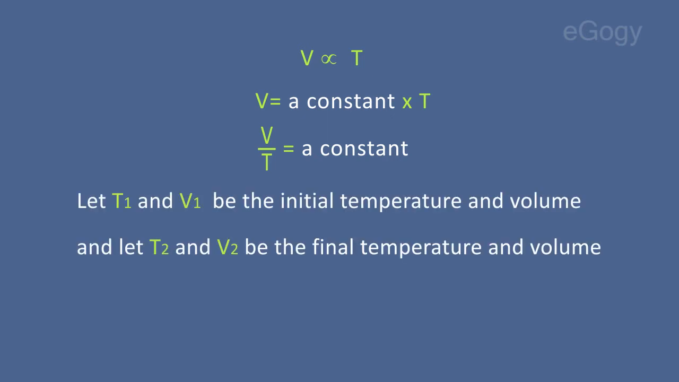Let T1 and V1 be the initial temperature and volume, and let T2 and V2 be the final temperature and volume. Then, according to Charles' law, V1 by T1 equals V2 by T2.